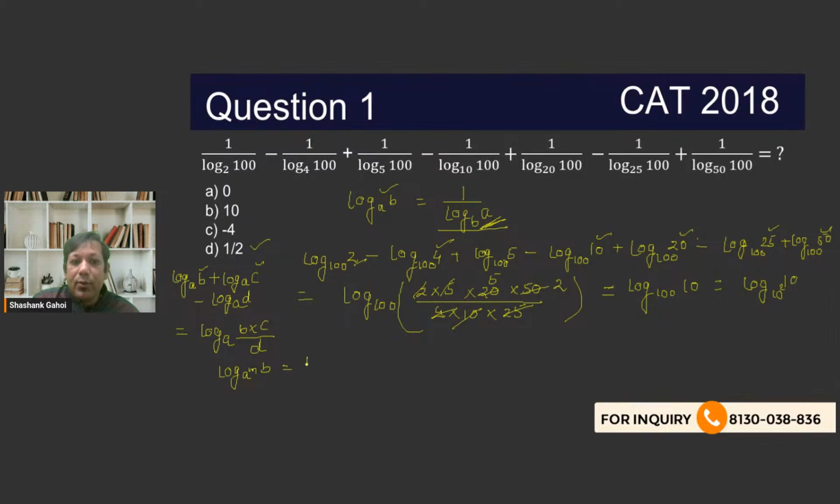So that is equal to 1 upon 2 log b base a. Fine. So it is going to be equal to 1 upon 2 log 10 base 10. And log a base a is equal to 1. So it is equal to 1 upon 2. So the answer of this question is going to be option 1 upon 2.